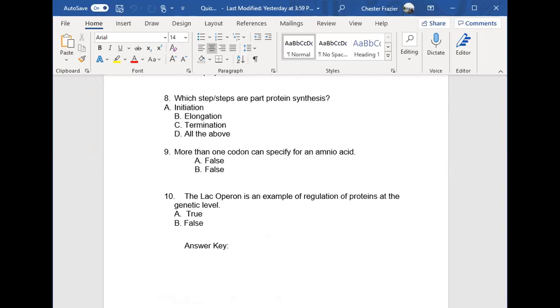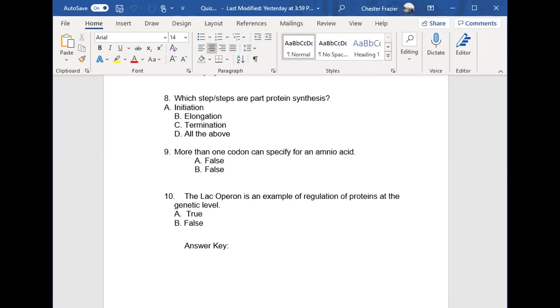Which step or steps are part of protein synthesis? Initiation, elongation, termination, or could it be all 3? Okay, it's all 3, and they are in the correct order. When you start, protein synthesis consists of the transcription of the RNA and then the translation of the message RNA that occurs on the ribosome. It starts with initiation, then elongation, and then eventually it terminates.